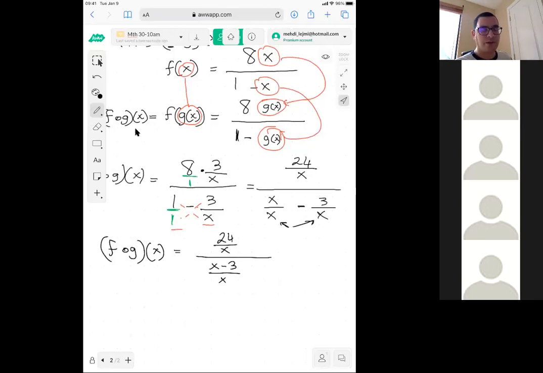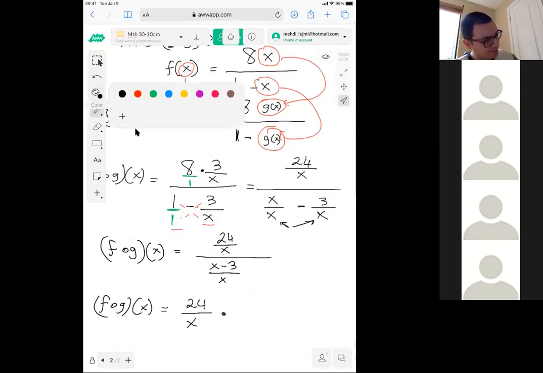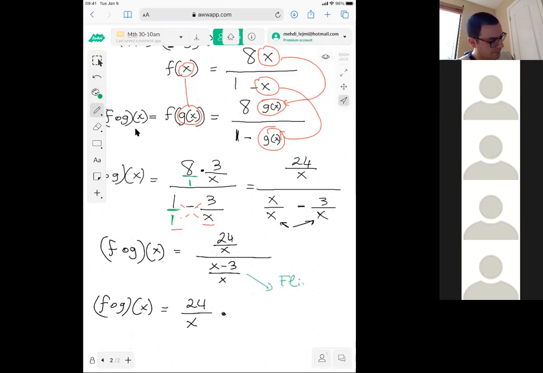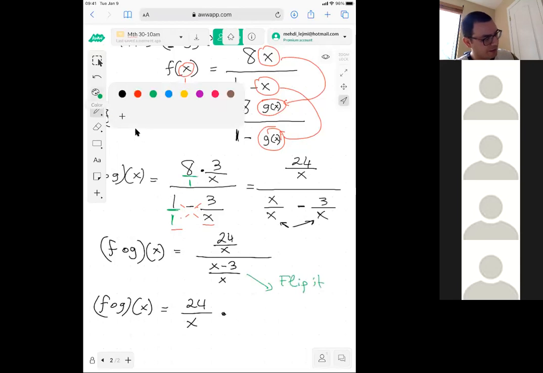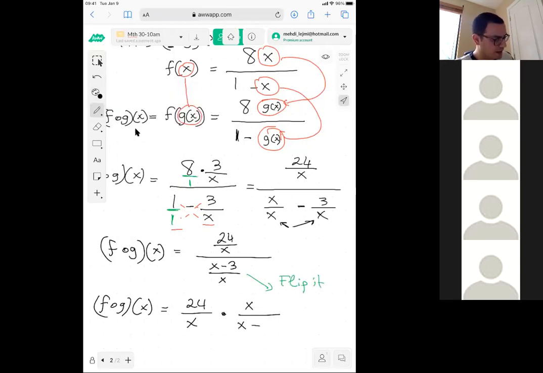Okay, so now this is a division of fractions. And how do we divide fractions? We need to flip the one in the bottom, right? So f of g of x would be 24 over x times, and then you flip the x minus 3 over x. So that will be x over x minus 3. All right, so then you multiply.